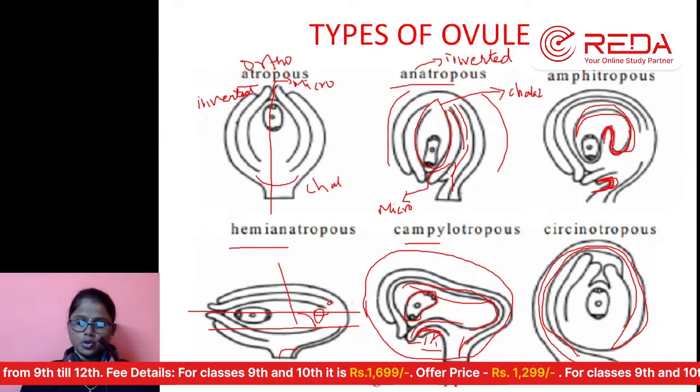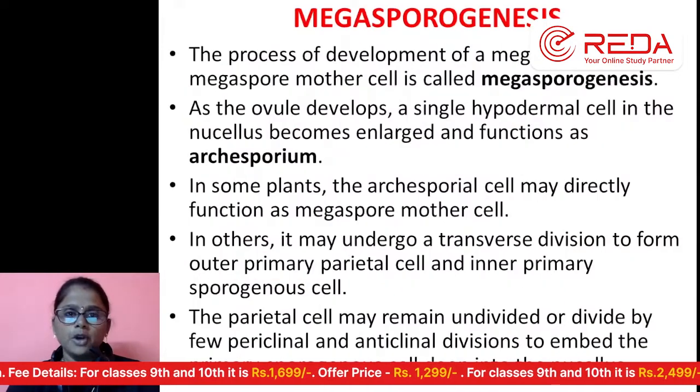So ipdi dhaan nyabagam vechukku. Okay, so these are the different types of ovule.